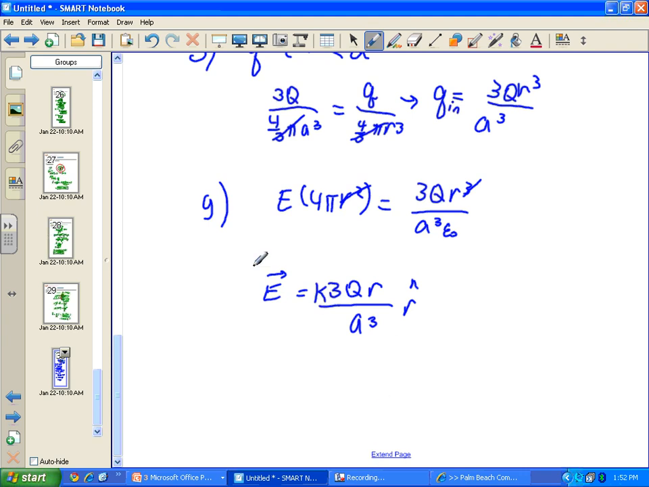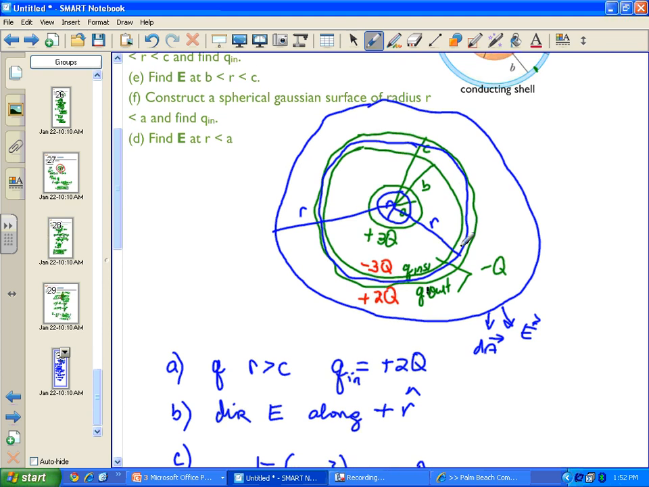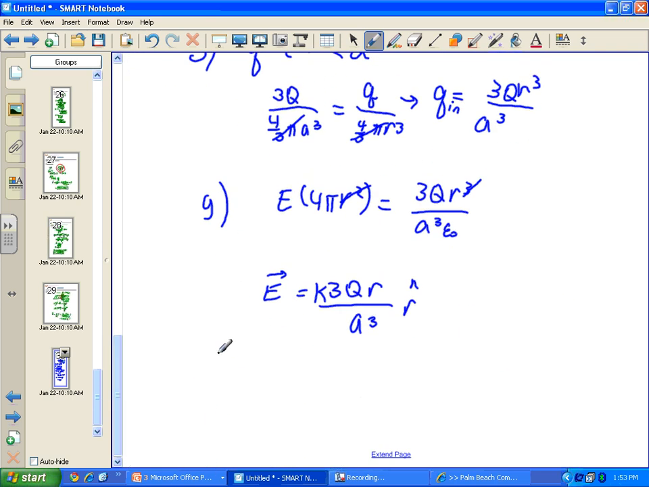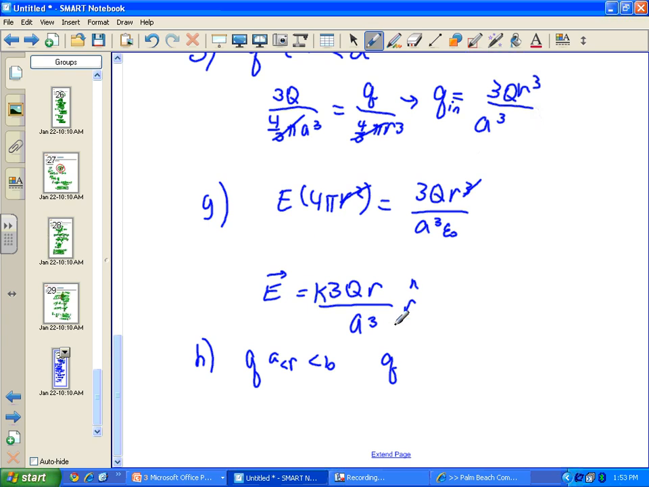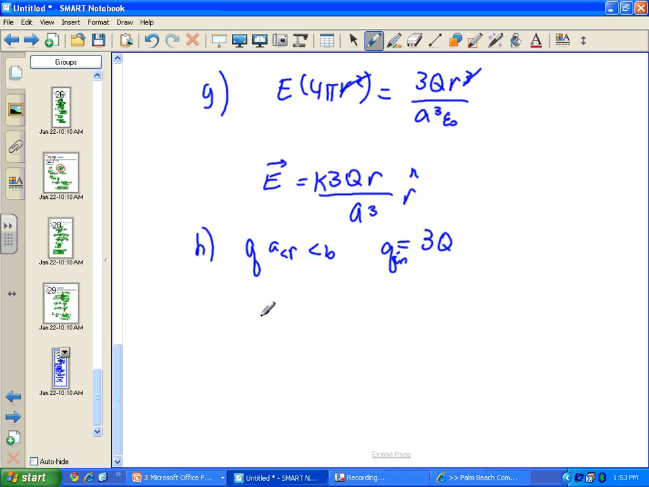Okay, how about one thing that we weren't asked, and that is, what if we wanted to know the charge contained in a Gaussian surface whose radius is greater than A but less than B? We weren't asked for that. Well, let's do that real quick. Let's make a part G, H. What is Q for r greater than A but less than B? Well, in this case, you can see that the only charge inside here is plus 3q, since that is the total charge on the insulating sphere, and none of the conducting charge is inside. So plus 3q.